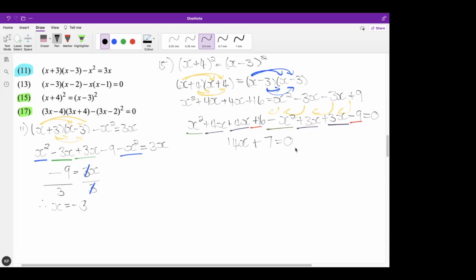All right. And now we are going to take the 7 over, and it becomes what? 14x equals negative 7. Divide both sides by 14. Therefore, x is equal to what? Negative a half. Did anybody get that one? Yes, I see Marlene. Jack got a half.